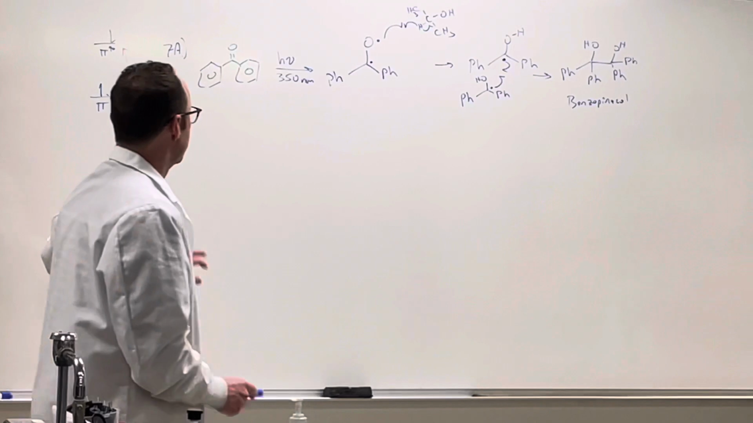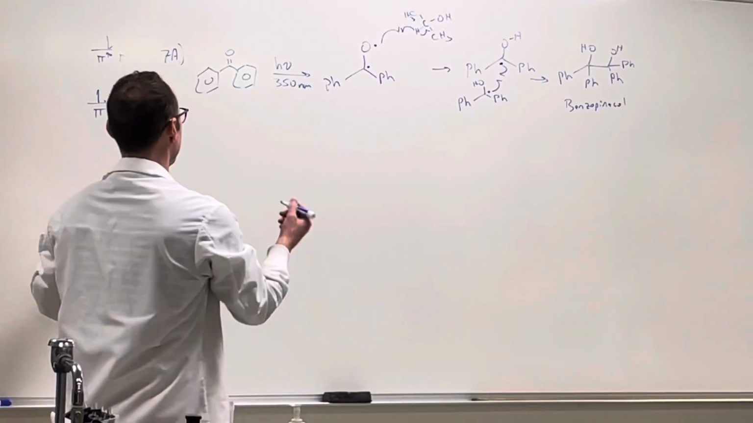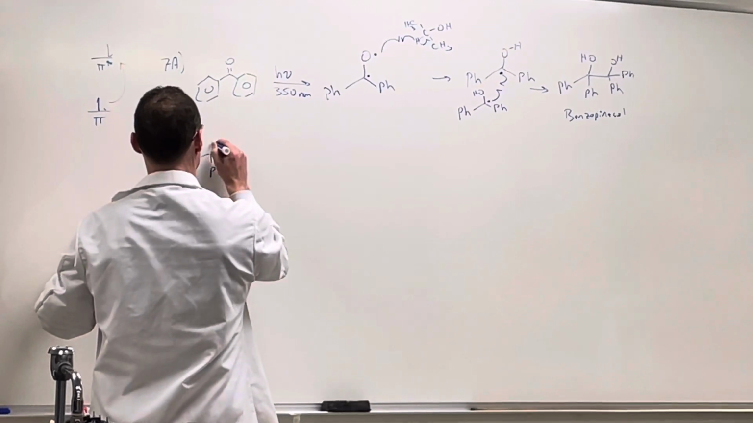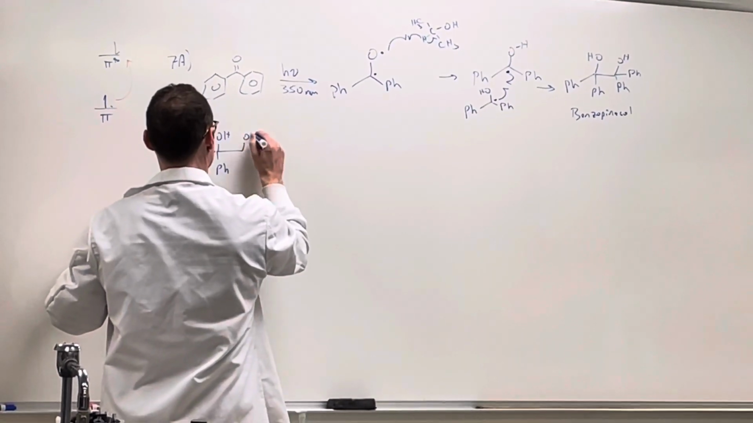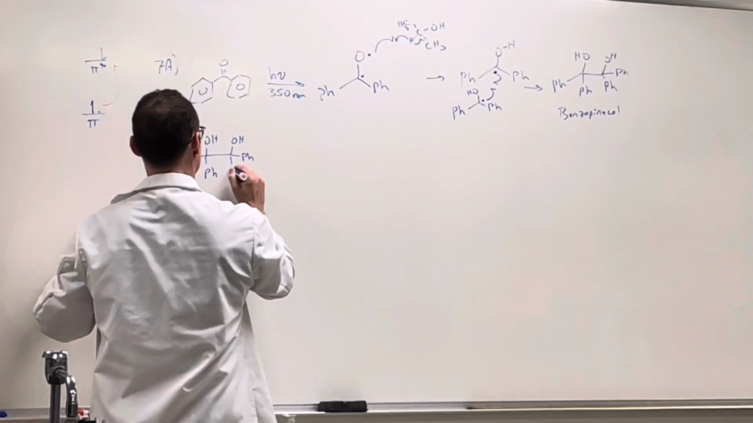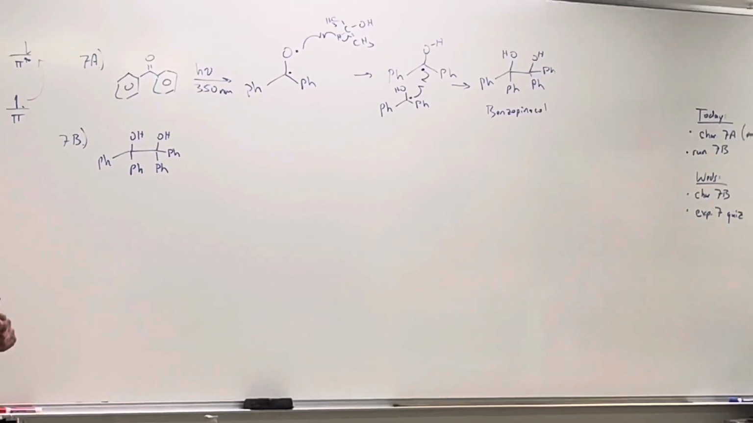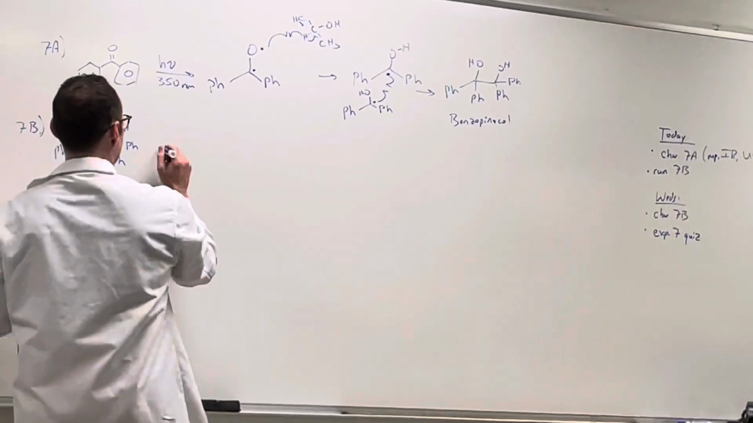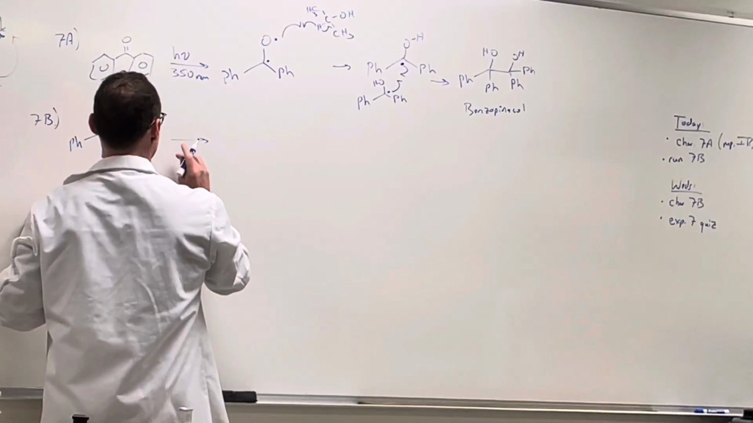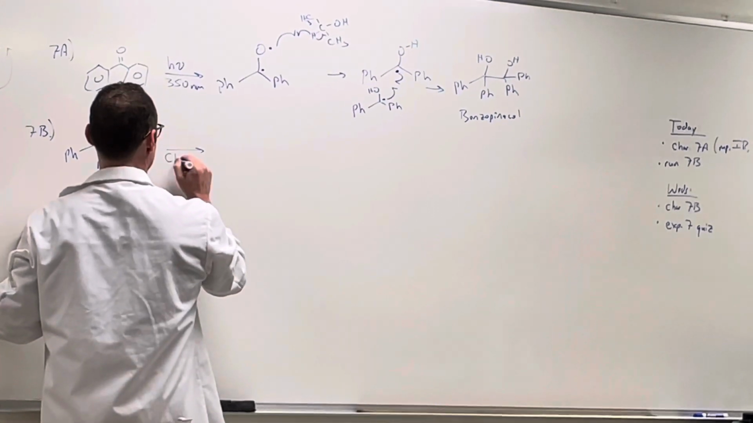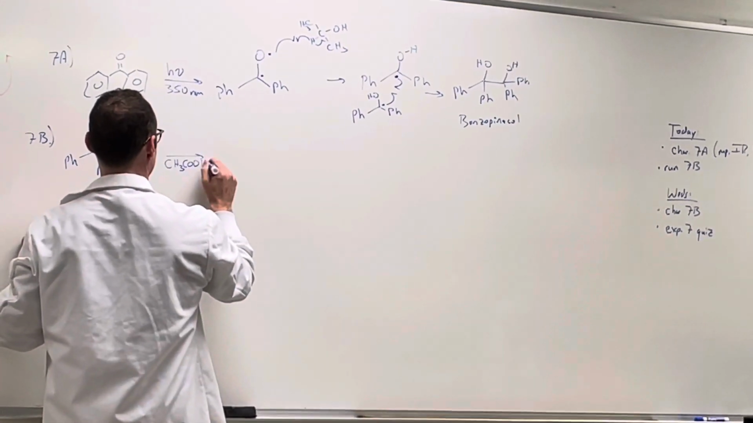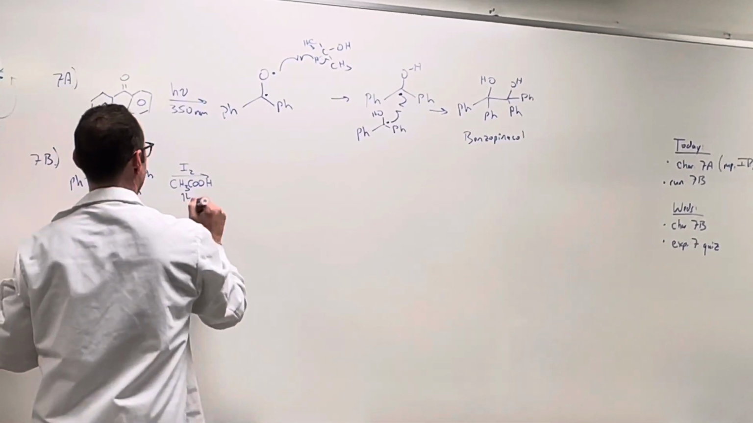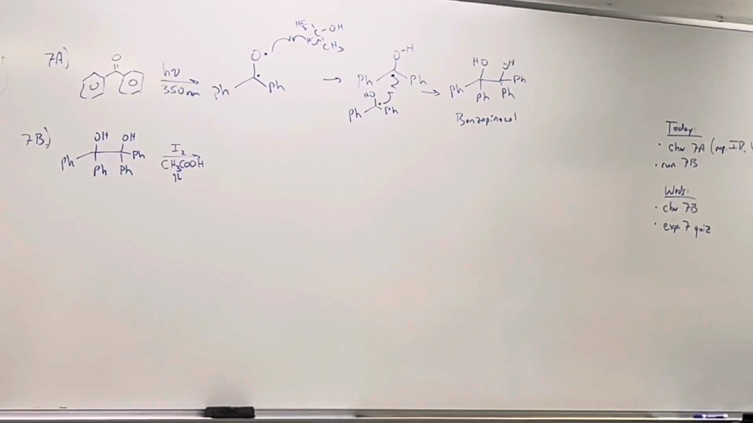Okay, so for 7B, you're going to take the benzopinacol and subject it to a really famous rearrangement known as the pinacol rearrangement. The way you're going to set this up is you're going to use acetic acid as solvent, and you're going to add a catalytic amount of iodine to it.